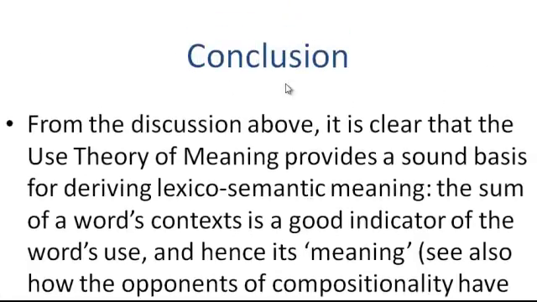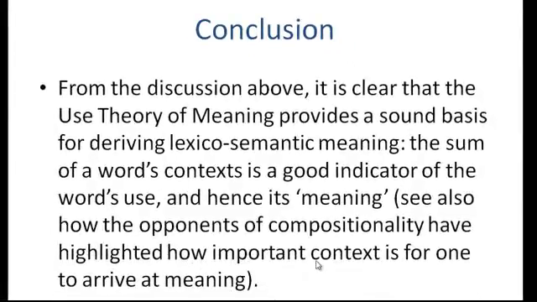So in conclusion, from what we have learned in this topic, it is clear that the use theory of meaning provides a sound basis for deriving lexical semantic meaning. The sum of a word's contexts is a good indicator of the word's use and hence its meaning. You also need to see how the opponents of compositionality have highlighted how important context is for one to arrive at meaning. So context is also one thing that we need to bear in mind to come up with the correct meaning of an utterance.